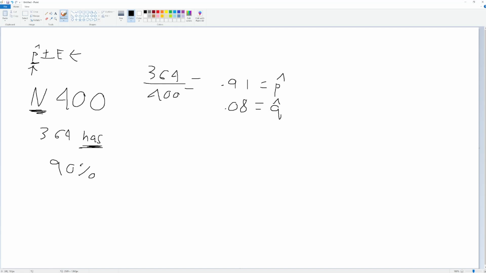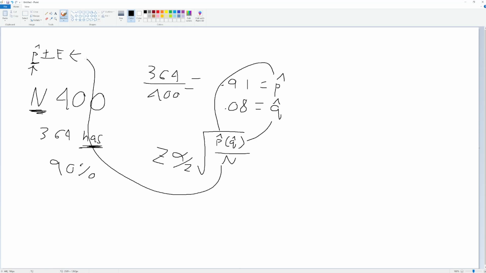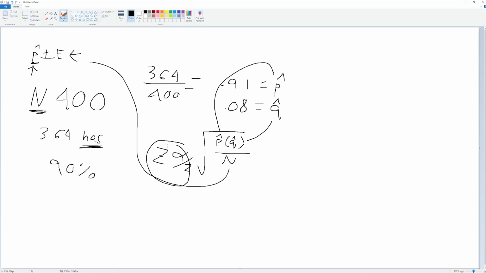Now our E. What is E? Well, E is a math formula. It's a lot, trust me. The z-score, this is called z of alpha divided by 2, times the square root of p hat times q hat divided by n. So we already have q, we already have p, we have our n. And what is this guy? The z-score. Well, remember that 90%? Yep, that's what we're going to turn it into.